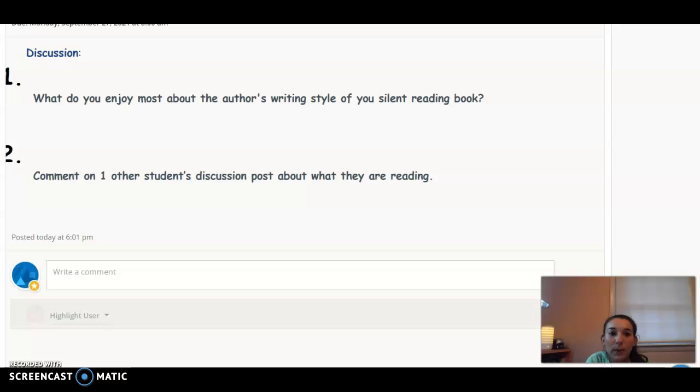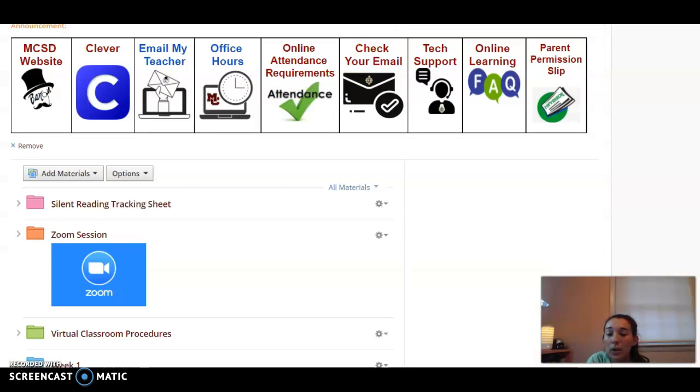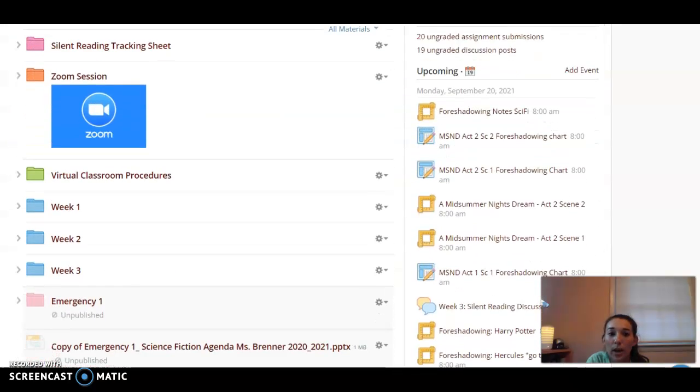As far as our discussion post, it is, what do you enjoy most about the author's writing style of your silent reading book? And then you're going to comment on one other student's discussion post about what they are currently reading. And those are all of our assignments for week 4.